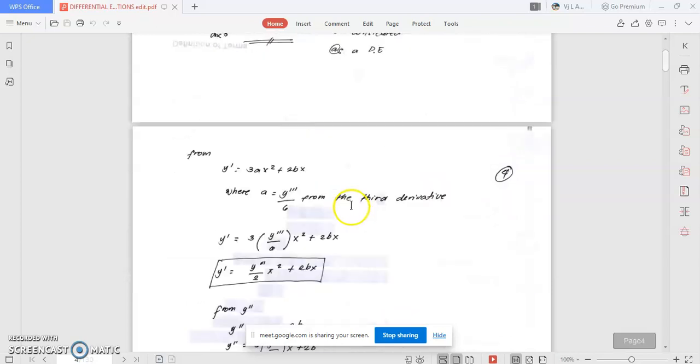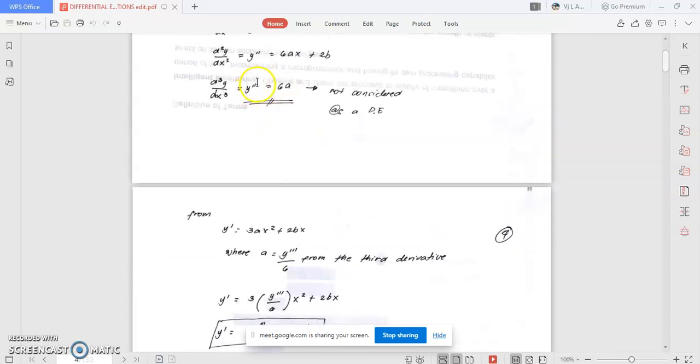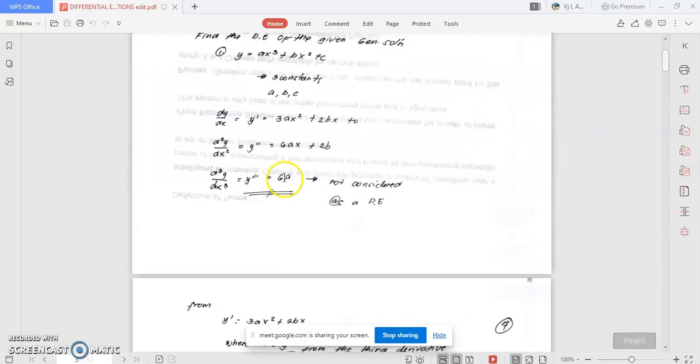The result of that, check, does the y triple prime still have a constant? The answer is yes, there's still an a. But our a here is not equal to any given, right? We cannot put 6y because here a is not equal to ax squared plus bx. So it is not equivalent.